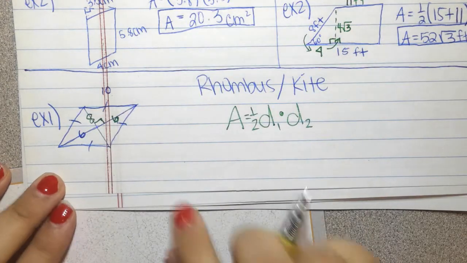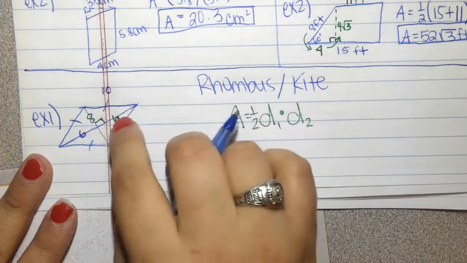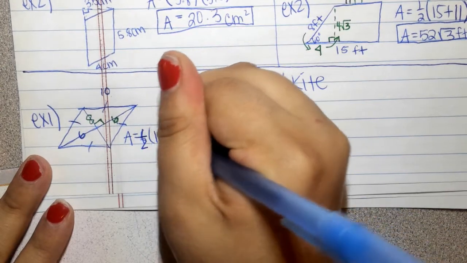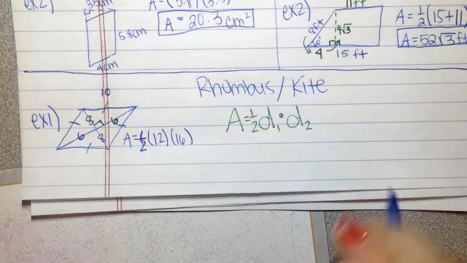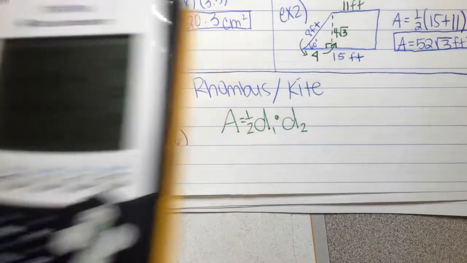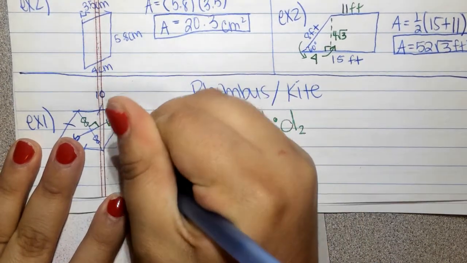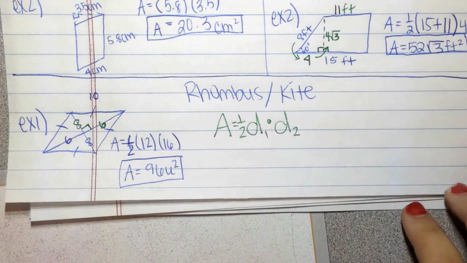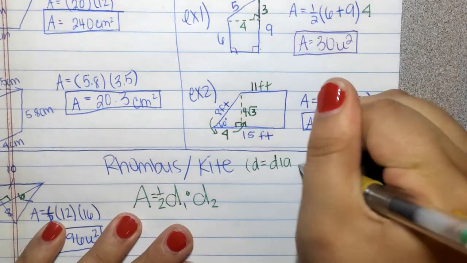8. So then my formula is diagonal 1, which is 6 plus 6 is 12. 1/2, let me do 1/2 first. 12. And diagonal 2, that's 8, so this is going to be 8, so it's going to be 16. So put that in the calculator, and we get 96. And you might want to write down right here, D equals diagonal.